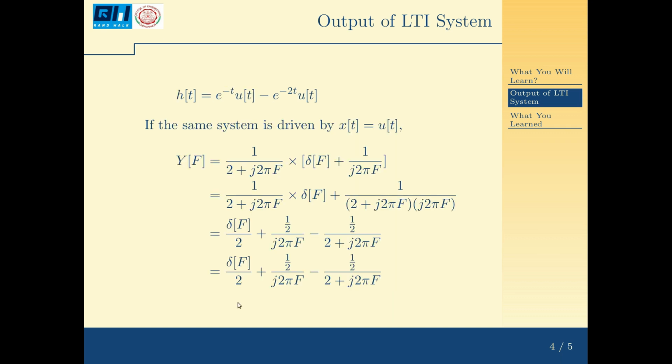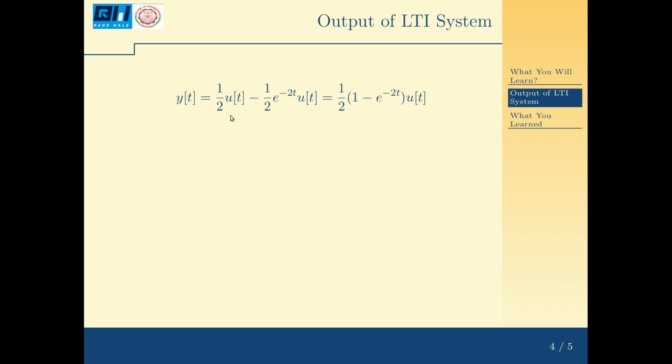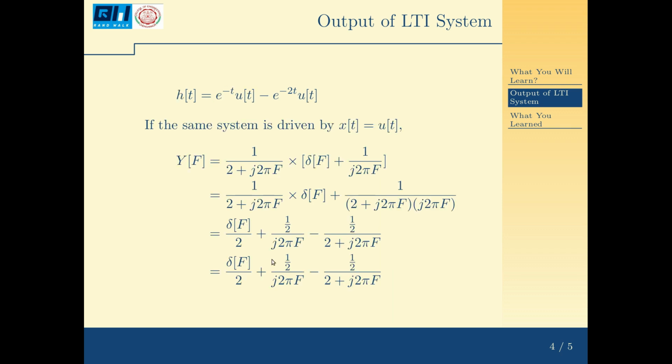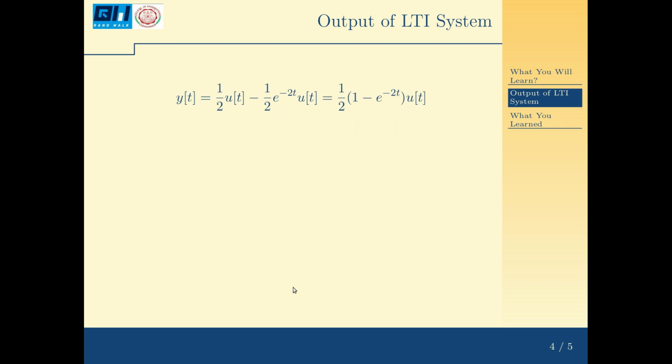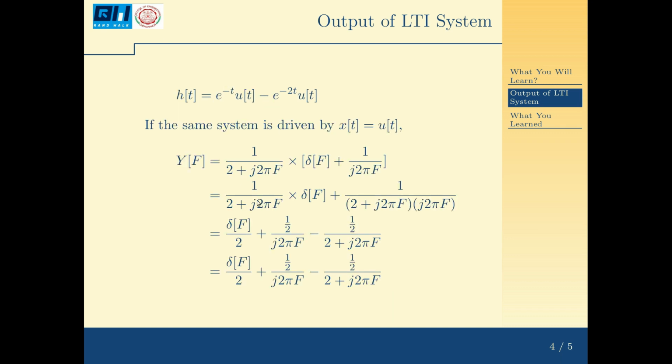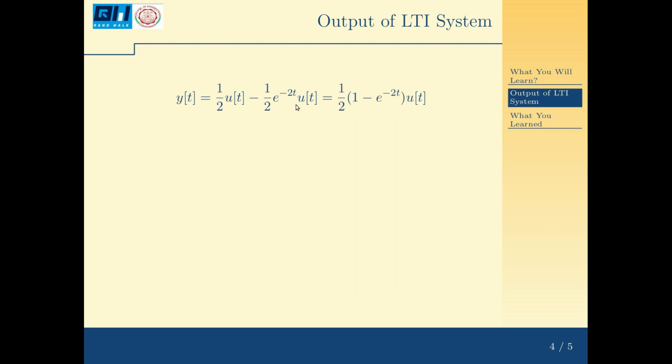Now if I take the inverse transform, this becomes 1 by 2 u(t) minus 1 by 2 e raised to minus 2t u(t). This is because delta f plus 1 by j2πf is the Fourier transform of u(t). So this is half of u(t), because there is a half here, and this is half of e raised to minus 2t u(t). So it becomes half into 1 minus e raised to minus 2t, times u(t).